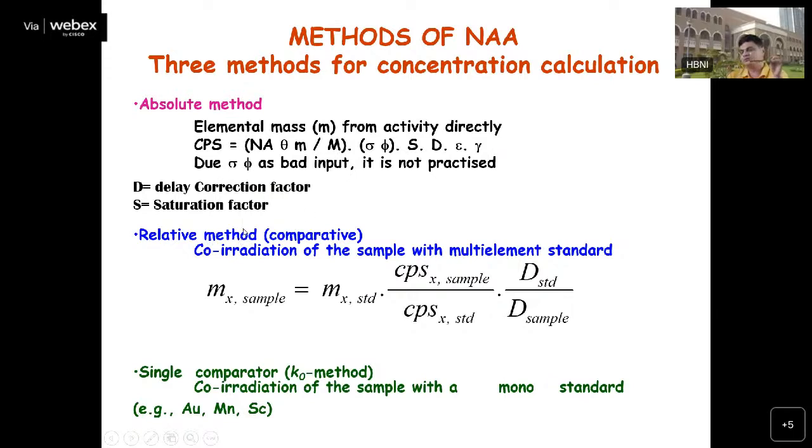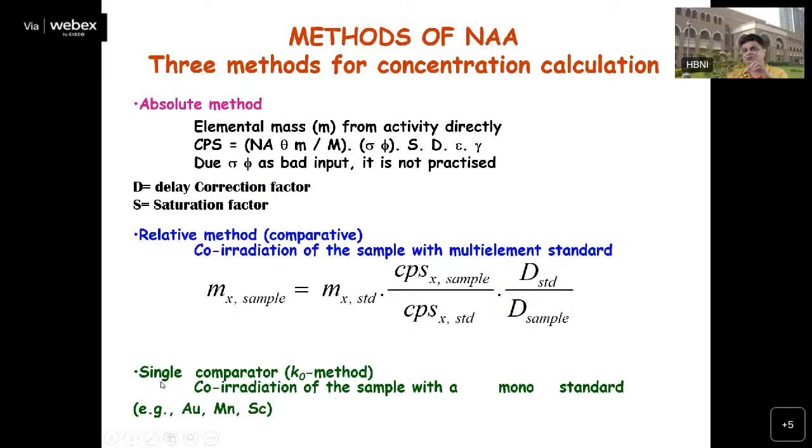Relative method means, as I told you, that for example, if you are doing the analysis of cadmium, barium, and antimony in your samples, you can take your sample as well as the standard containing these elements and then do the irradiations and then count the samples. So you will do the calculations in your sample for these elements based on the relative count which comes from your standard.